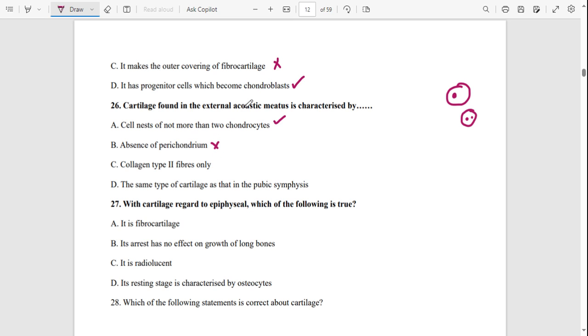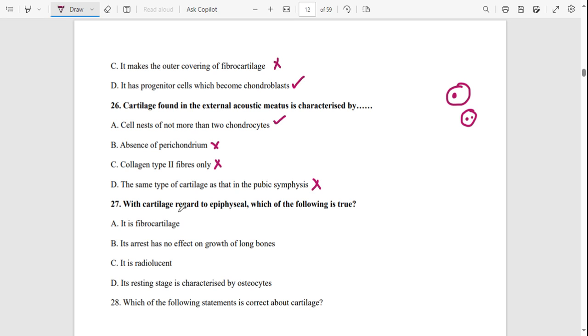That is because elastic cartilage has perichondrium. Collagen type 2 only. This is not true. Elastic cartilage has collagen type 2, and it also has elastin. The same type of cartilage as that found in the pubic symphysis. Is this true? This is not true. In the external acoustic meatus, we have said that the cartilage is elastic cartilage, but in the pubic symphysis, it is not.